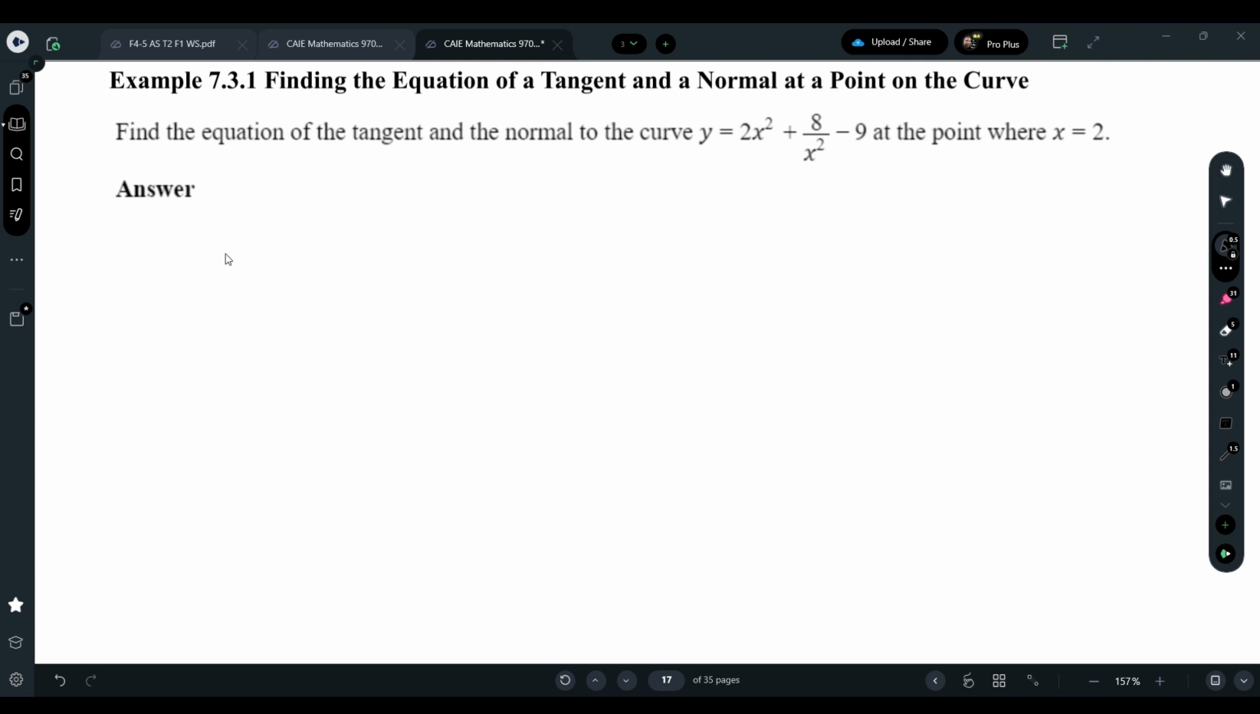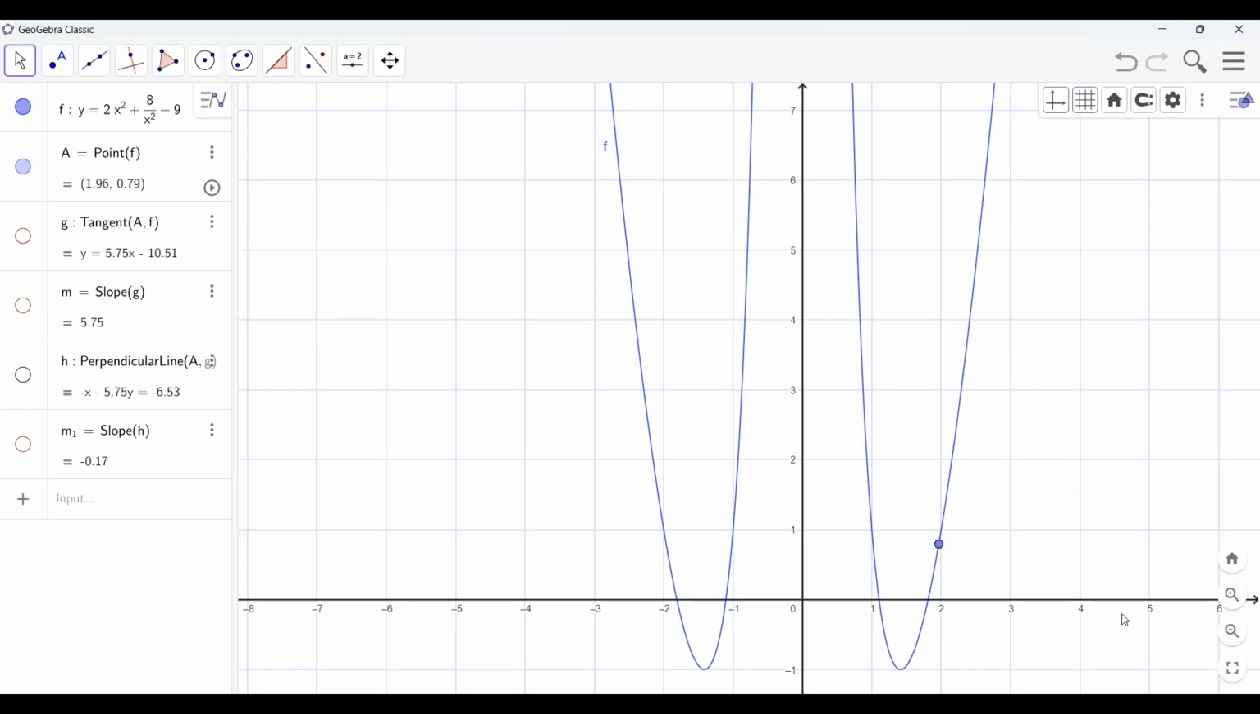In this example, we are going to be finding the equation of a tangent and a normal to a curve given a specific value of x where that tangent and normal make contact with the curve. Just before we get started in actually solving the question posed to us in this example, we want to do a little bit of visualization to help us see where we're going and what we're actually calculating.